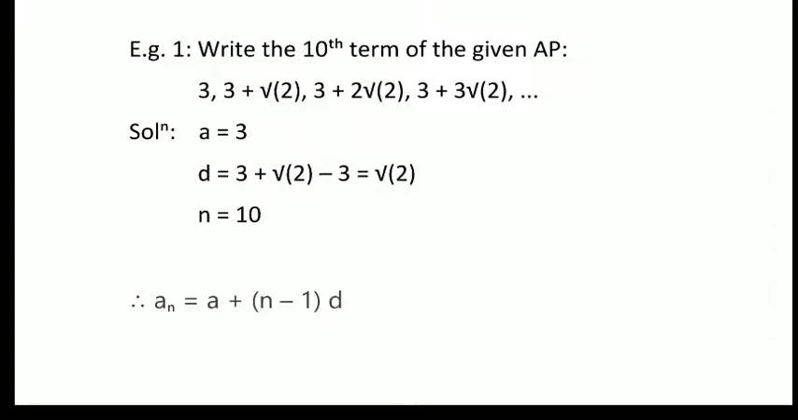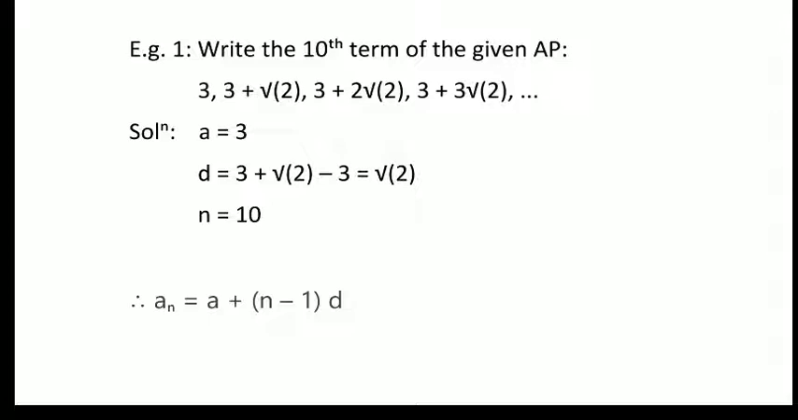That is second term minus first term: 3 plus root 2 minus 3. If you calculate easily, 3 and minus 3 will cancel, and root 2 will remain. In this way we can find that the common difference of the AP is root 2. And N is the number of terms. Number of terms is 10.